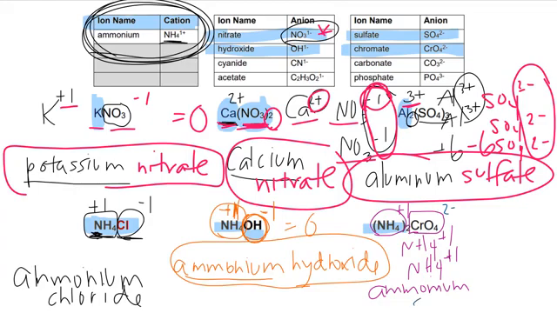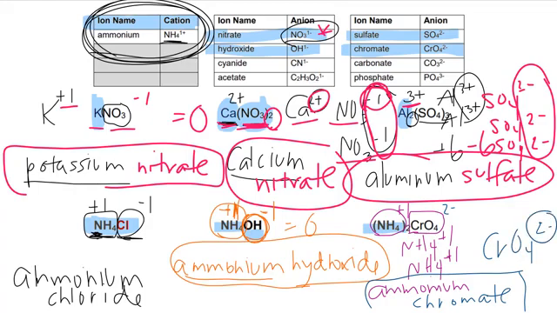So I've got ammonium, chromate, and I only have one chromate. It doesn't say parentheses with a 2 or parentheses with a 3. So I have a CrO4 2-. So I've got a 2- and 2 pluses, which balances out to be neutral.